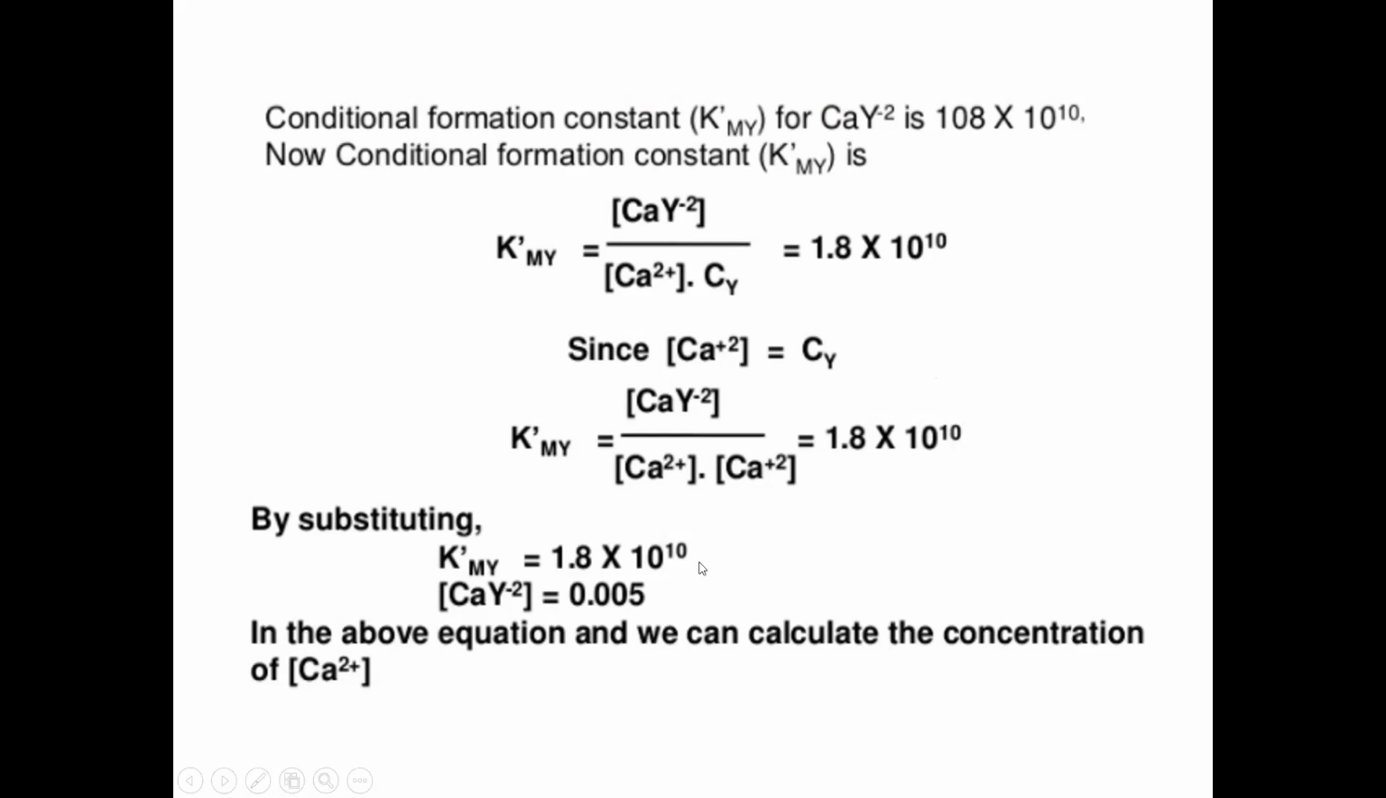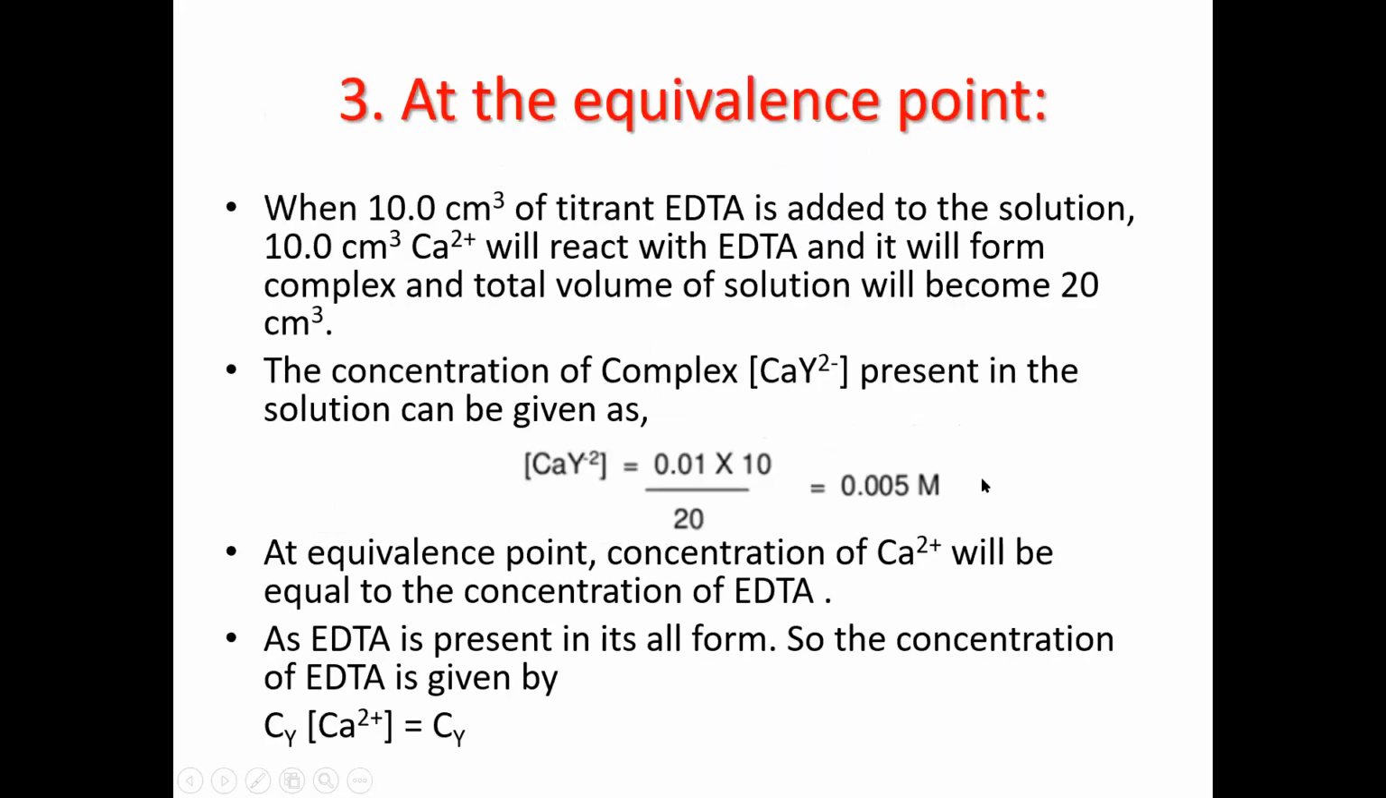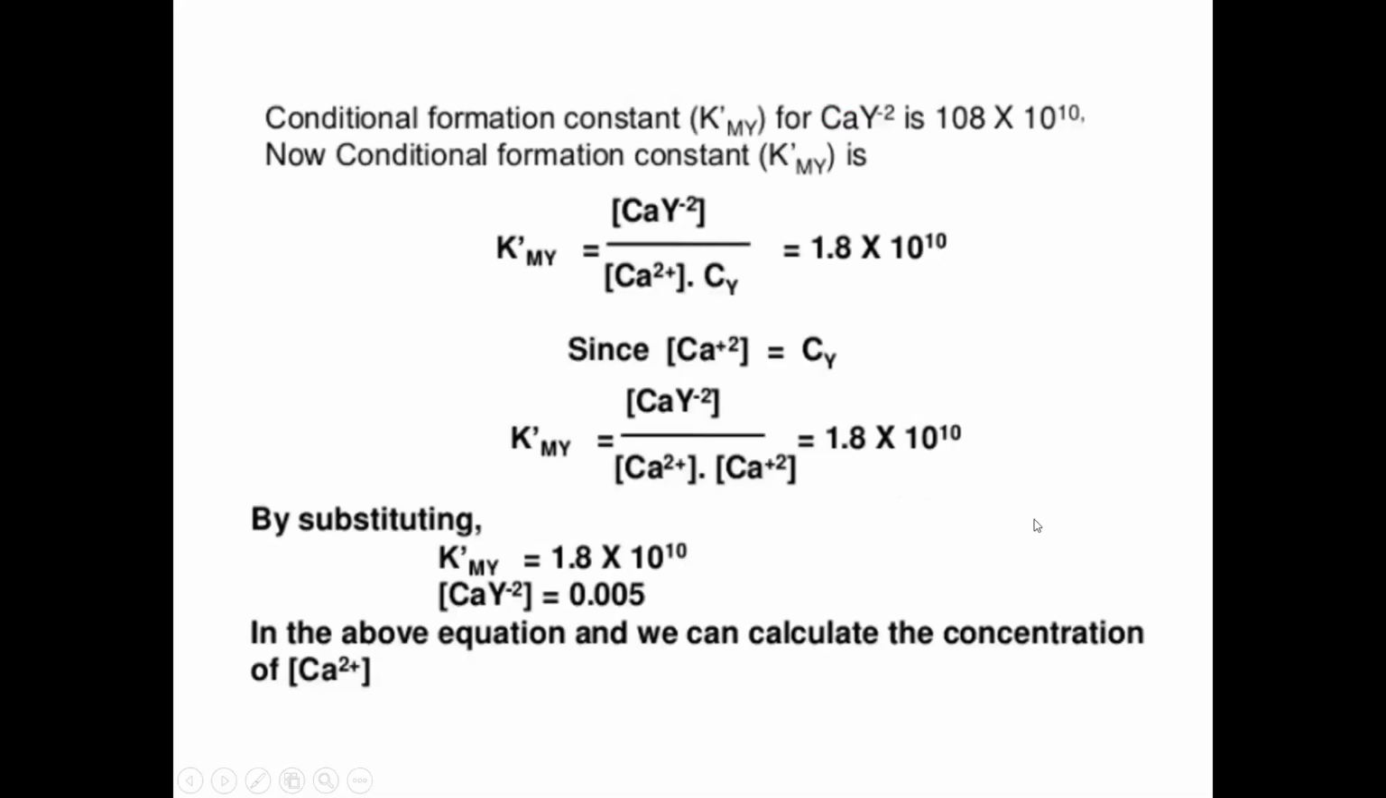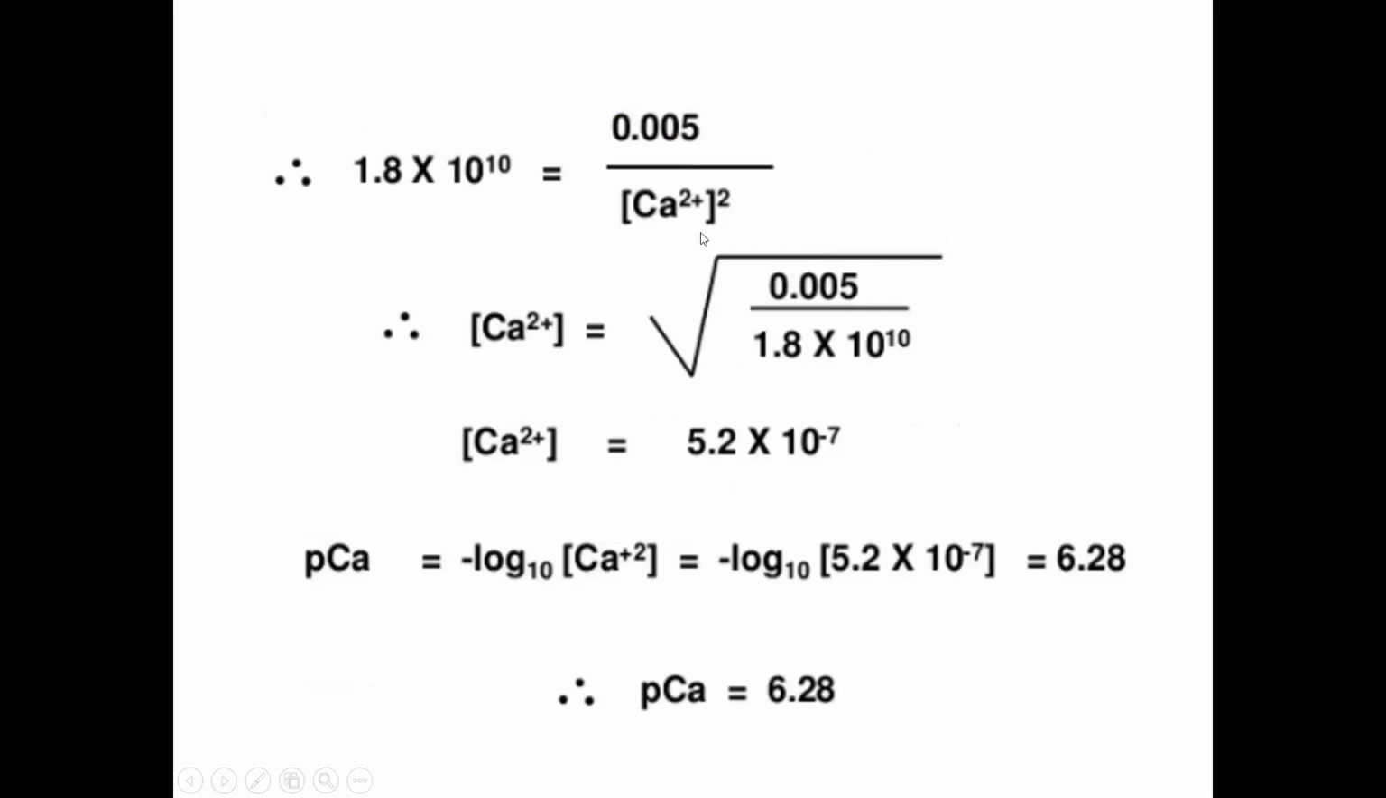So you substitute that. Your complex concentration, as we've said before, is 0.005 molar, which is the same for the two of them. You know this, and you now find your calcium ion concentration. And that will now be, find the square root, substitute that, find it to be 5.2 times 10 to the minus 7. So pCa of your ion will now be the negative log of this, which gives 6.28.